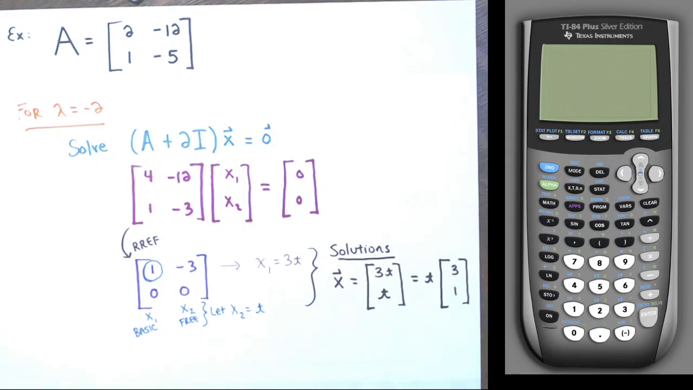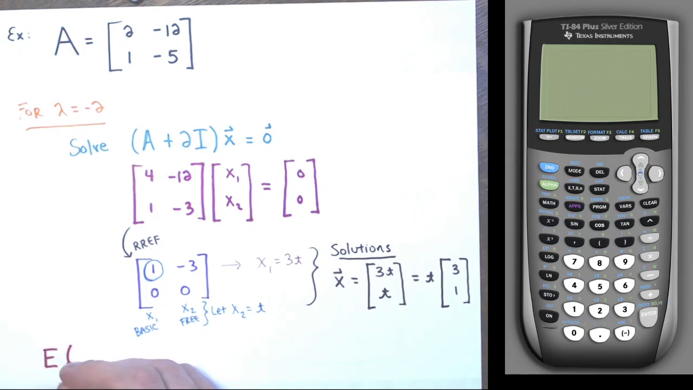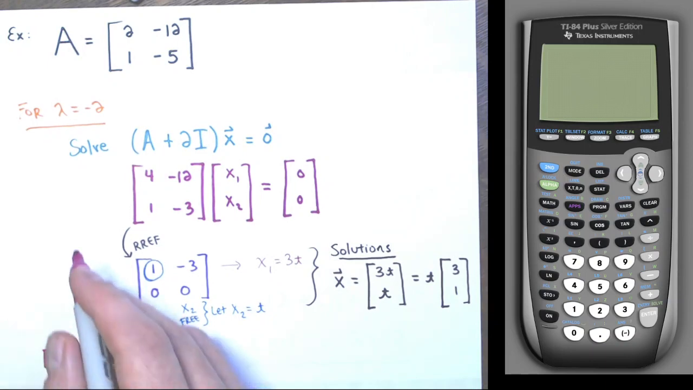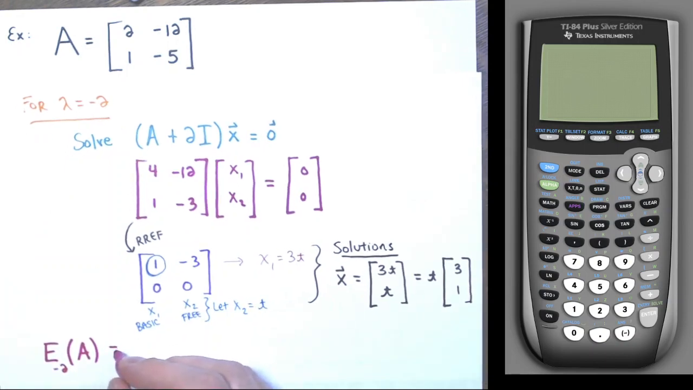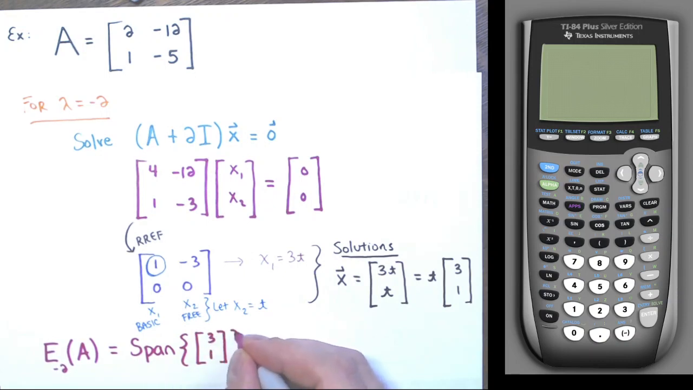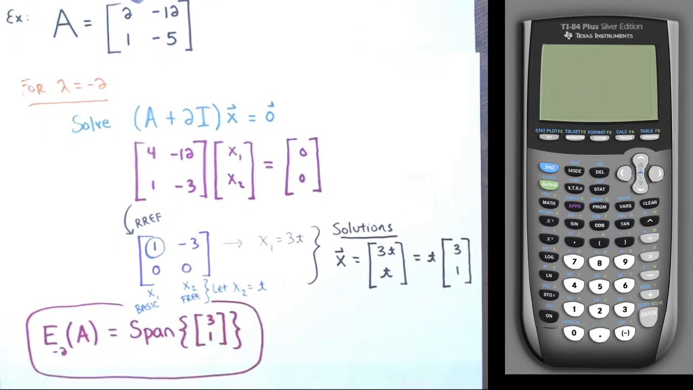All right, so the eigenspace of A corresponding to lambda equals negative 2, that's what this symbol means here, is just all the scalar multiples of the vector 3, 1. That's the span of the set with the vector 3, 1. Okay, so there's the eigenspace. And again, if you've done this correctly, you can very easily see a basis for that space, right? The eigenbasis.